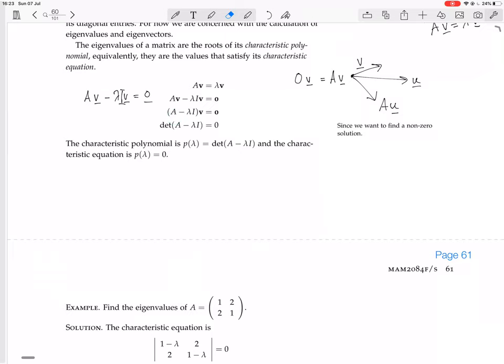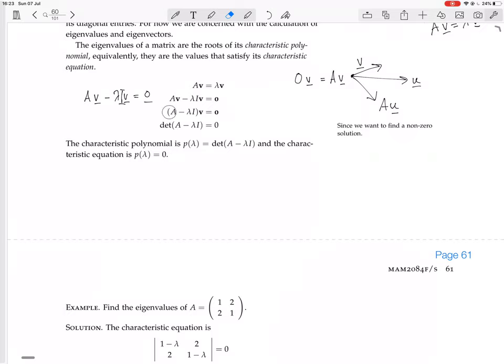Now eigenvectors are non-zero, right? So we want this equation to have a non-zero solution for v. When does this equation have a non-zero solution? Well, remember from the linear algebra chapter, from the stuff about determinants, this equation has a non-zero solution precisely when this matrix is not invertible. Because if this matrix was invertible, you can multiply both sides by the inverse of A minus lambda I, and you get v equals the inverse times the zero vector, which is just the zero vector.